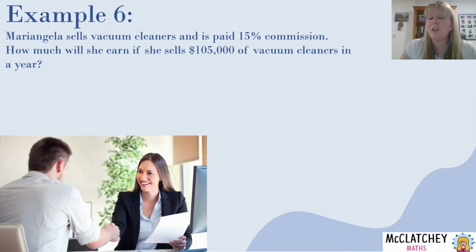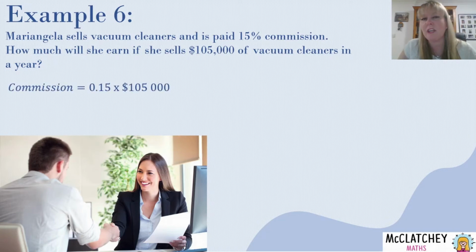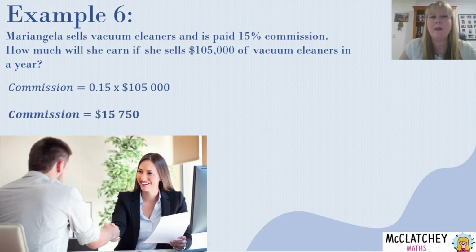Mary Angela sells vacuum cleaners and she's paid 15% commission. How much will she earn if she sells $105,000 of vacuum cleaners in a year? So we're simply going to find 15% of $105,000. So firstly, we're going to change that 15% into a decimal so that we can put it onto our calculator. And the way we do that is 15 divided by 100, and that will change that. And then we multiply that by the total sales. And we get her commission for the year is $15,750.